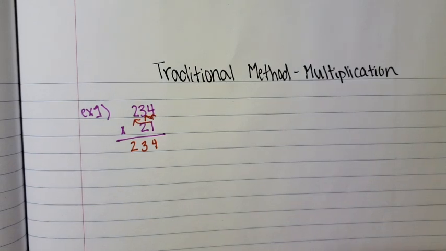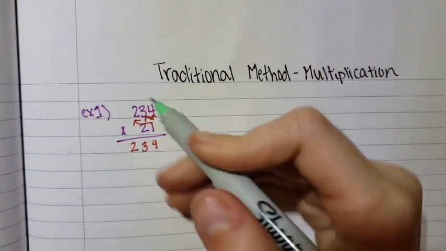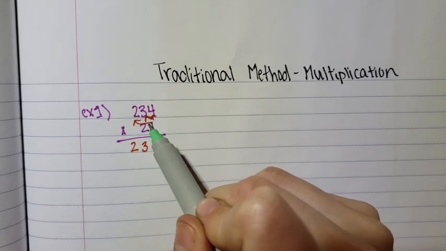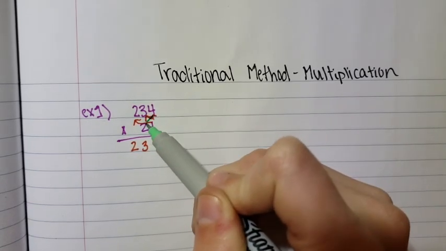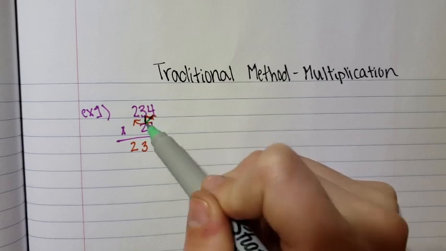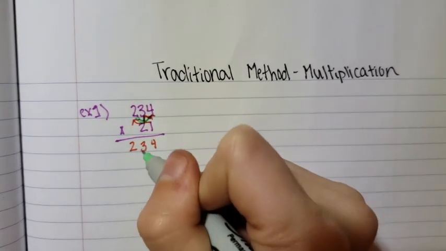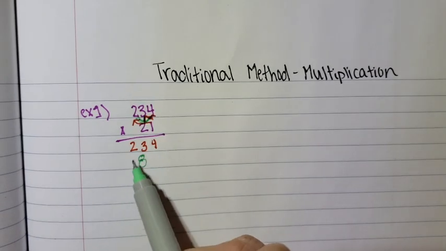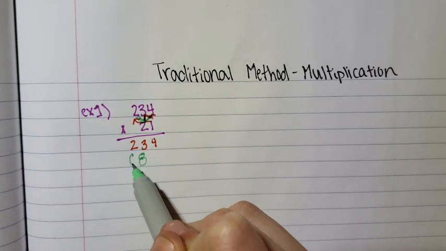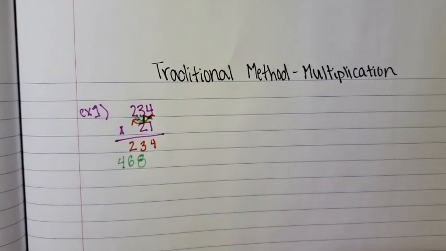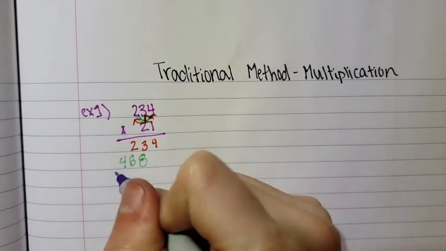Now, hopefully you guys can see the green. We are going to multiply the 2 now by every number on top. So we're going to multiply 2 by 4, 2 by 3, and 2 by 2. So 2 times 4 is 8, 2 times 3 is 6, and 2 times 2 is 4. So we're going to add that all together now.